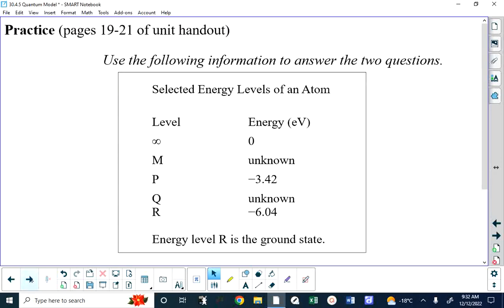Does anybody have any questions you'd like me to go over from this section? Ian? Okay, let's look at number 10.